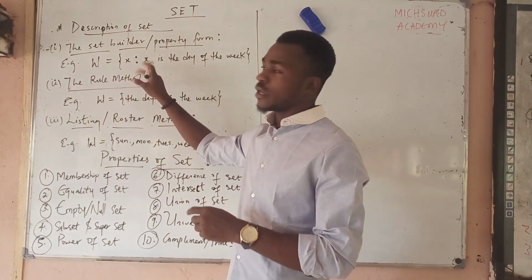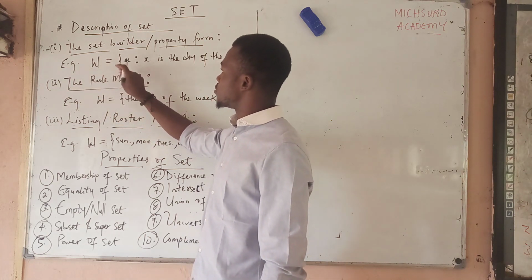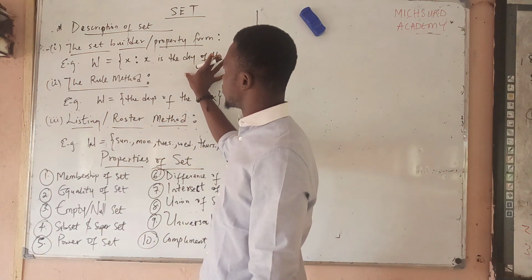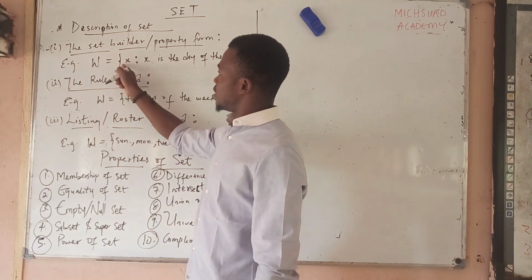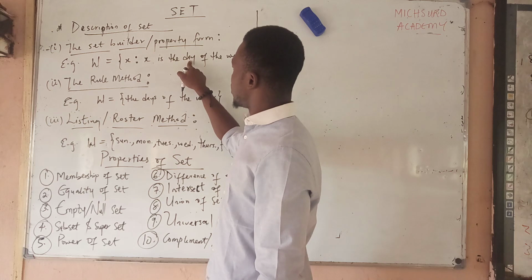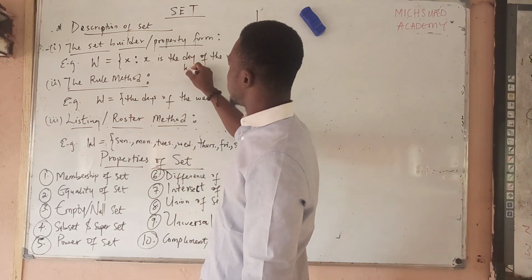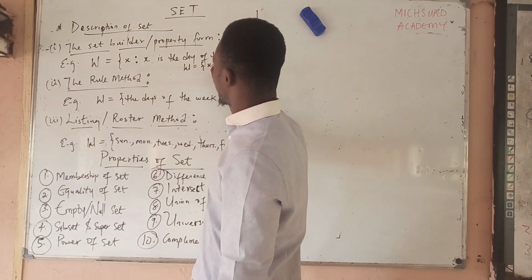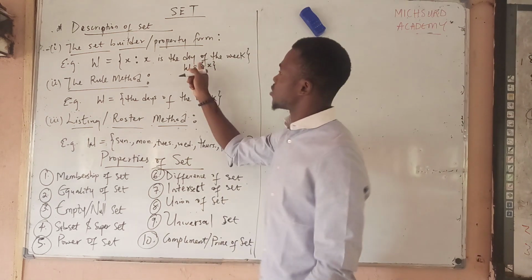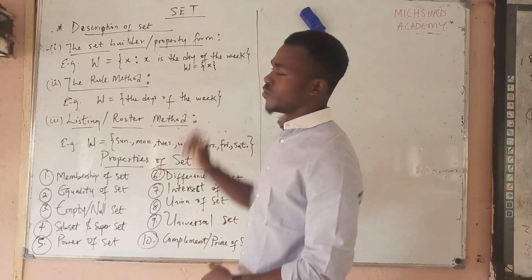For example, if we have W is equal to this particular set, we read it as W is equal to the set of X such that X is a day of the week. So when you see such a set, you can see the set of X such that X is a day of the week.